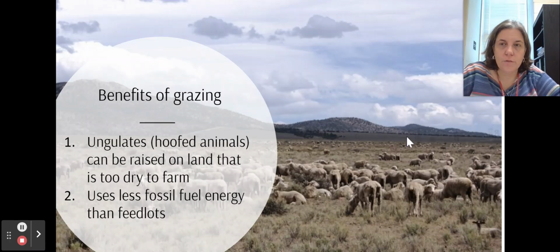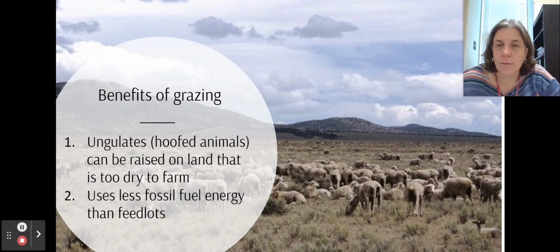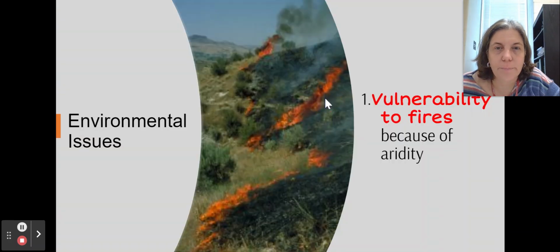Okay, what are the benefits of raising animals on ranges? Ungulates, or hoofed animals, can be raised on land that's too dry to farm. So let's say you've got land that you're just not going to be very productive on as far as growing crops. I can put animals there. It uses less fossil fuel energy than a feedlot altogether, because I'm just letting these animals graze on the land, and I'm not having to bring in lots of manufactured corn and soy and all kinds of things like that.